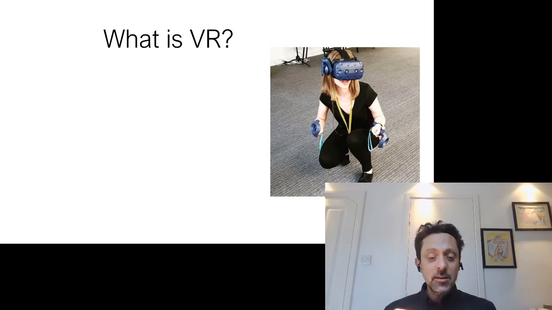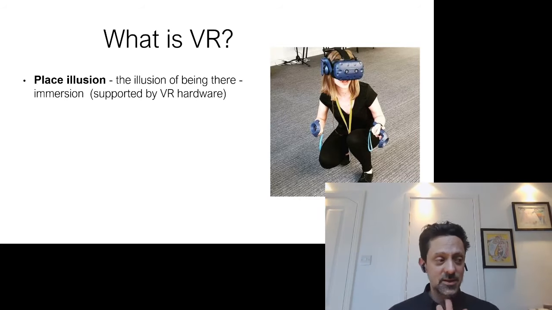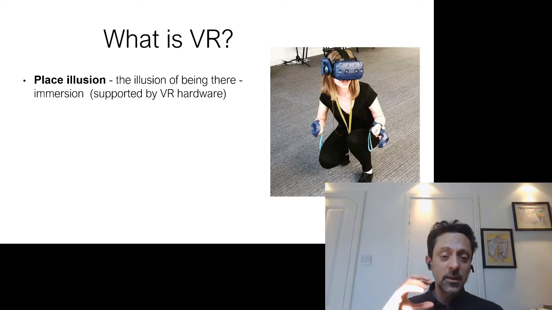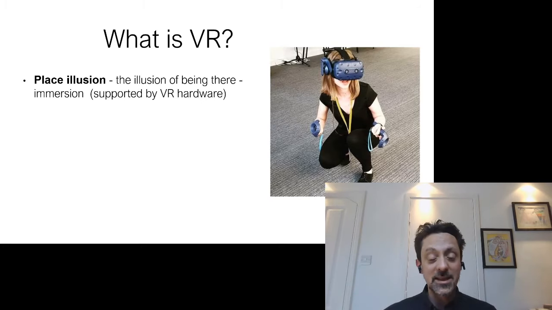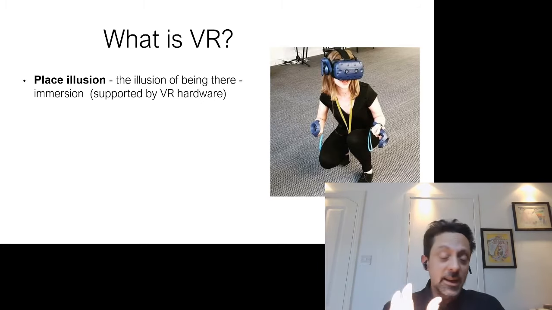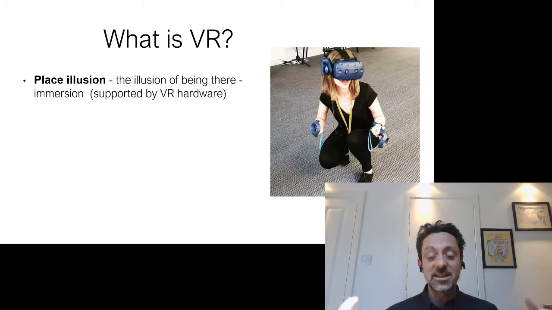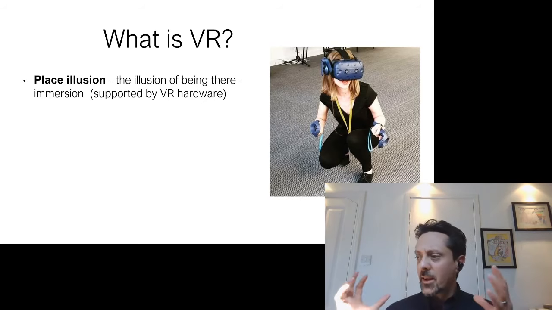And VR is also about illusions. So we have the illusion of being in another place, called place illusion. I won't go into much detail, but this is created by the fact that you can move around. You move around with your head. Everything responds to your movement as if it was the real world.